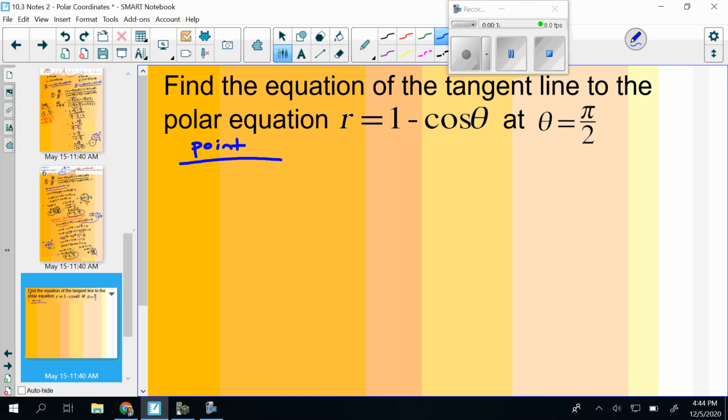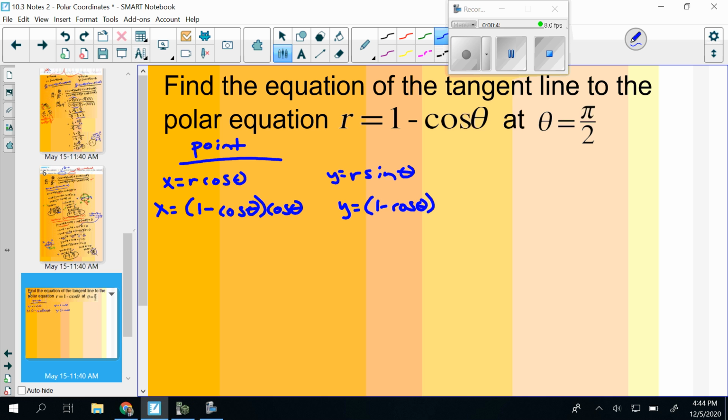Let's start with the point. So our point here, we know x is going to be equal to r cosine theta, and y is going to be equal to r sine theta. So now let's plug in what we know r is. R in this problem is 1 minus cosine theta times this other cosine theta that we already have, and then our y value is going to be 1 minus cosine theta times sine theta. Well, if we want to find it at pi over 2, that means we want to plug in pi over 2 for theta and see what we get.